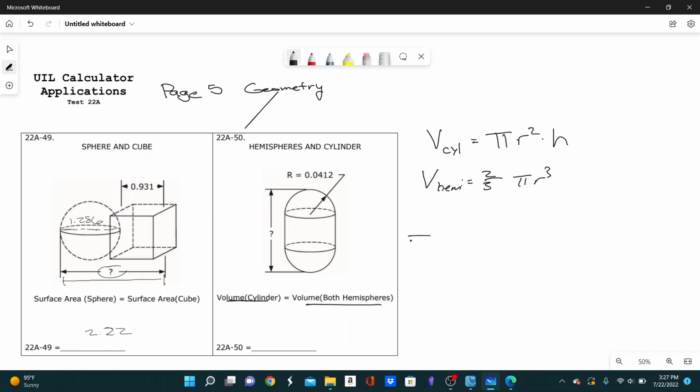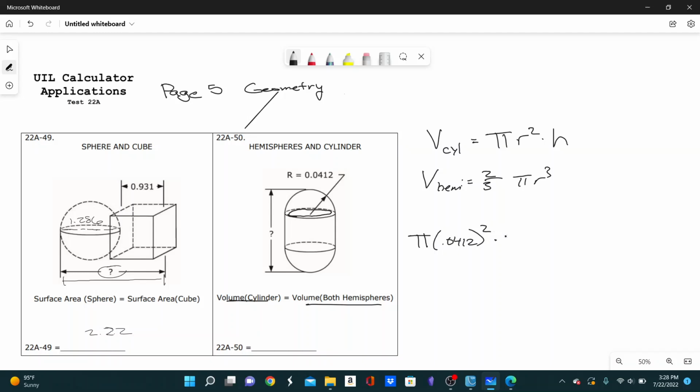So the volume of the cylinder, we get pi. Do we know the radius of the cylinder? Yes, we do know the radius of the cylinder, because if the radius of your hemisphere is 0.0412, and it's lined up here, so you have the circles attached, then we also know that that's the radius of the cylinder. So we have pi times 0.0412 squared. And then do we know the height? It does not look like we know the height, so I'm just going to make the height our variable.